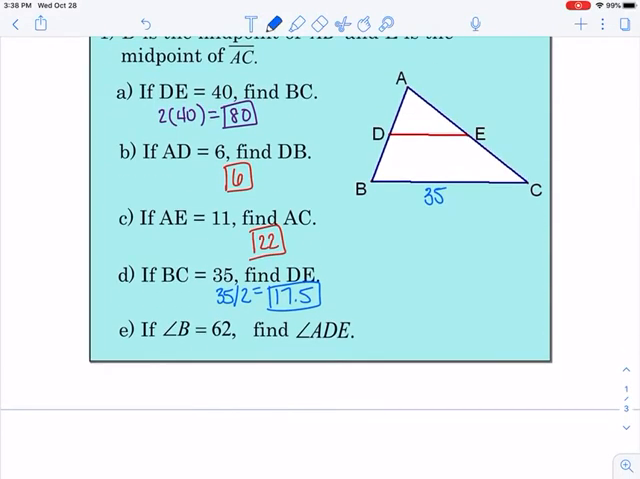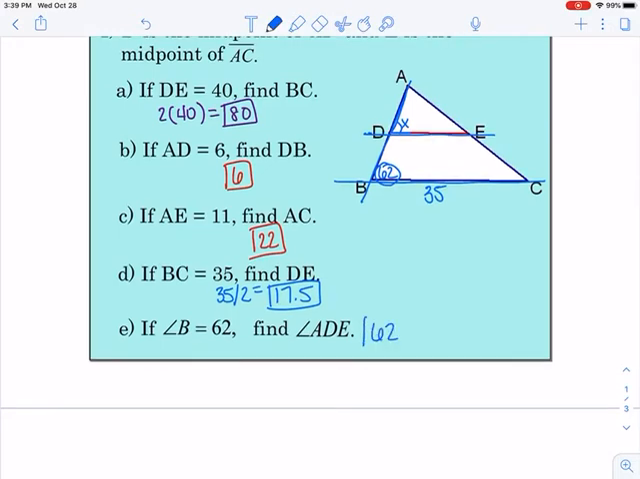And for our last one, if the measure of angle B is 62, so this one is 62, I want to find the angle ADE. ADE is this angle here. Keeping in mind that DE is parallel to BC, this would be a transversal, which means this angle that I'm putting the X in and 62 are corresponding angles. Corresponding angles are congruent, which means the measure of that angle will also be 62.